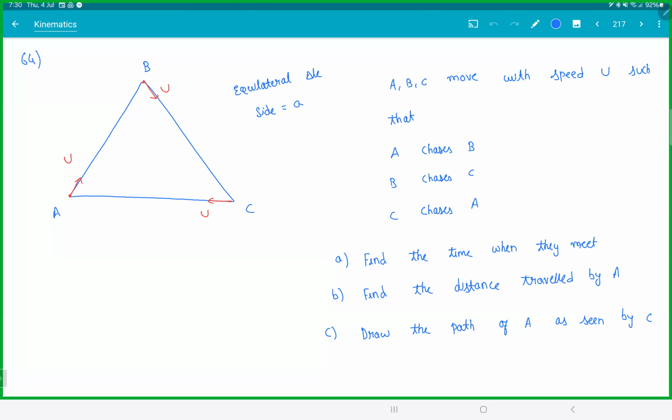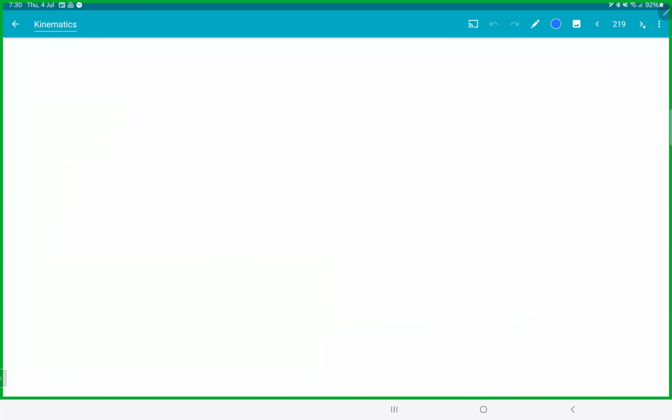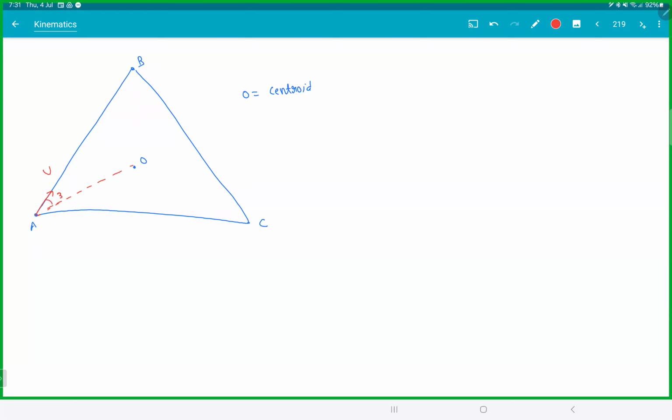How do we start? So let's see the analysis part. You will notice something. Now, when this triangle is like this, this is your centroid. Point A, point B, and point C. Now, this velocity is u. This angle is 30 degrees. This velocity is u, this angle is 30 degrees. This velocity is u, this angle is 30 degrees.